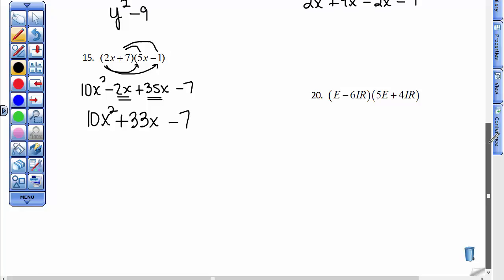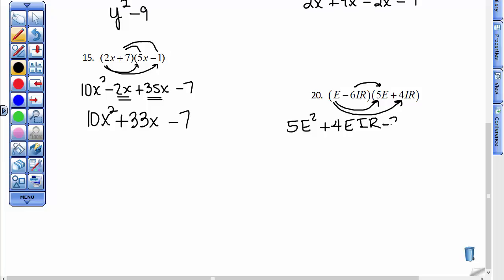Think of this next problem as an electricity and electronics problem. So you have voltage. E times 5e would be 5e to the second power. And then 1e times 4ir would be 4eIr. Doesn't matter what order. Those are the factors, e, I, r. Here is a minus 6 times 5 is a minus 30, and the letters in that one are also e, I, r. And then finally, a minus 6 times a positive 4 is a minus 24, but be careful. ir times ir is I squared, r squared.